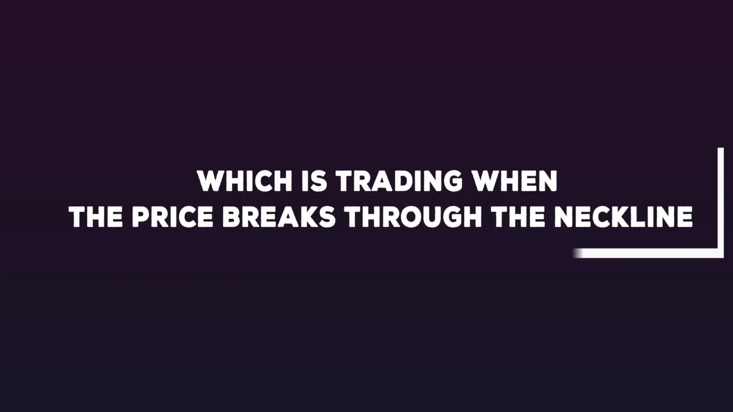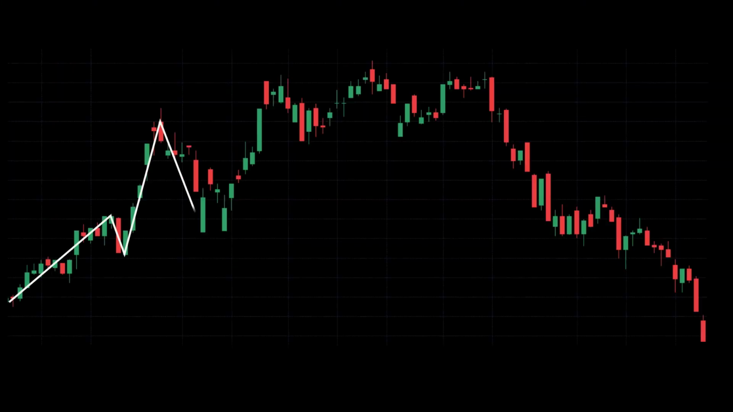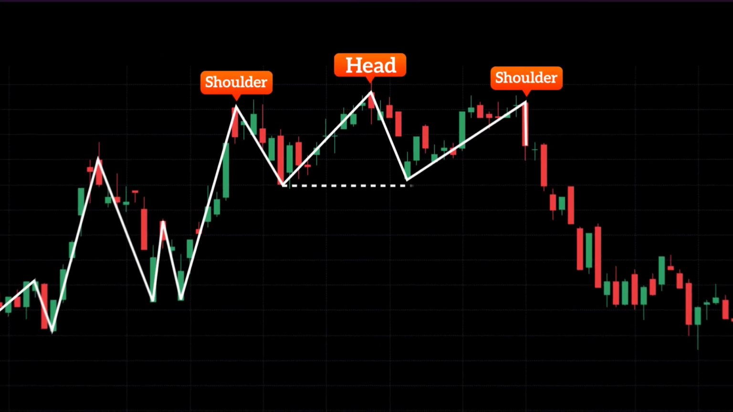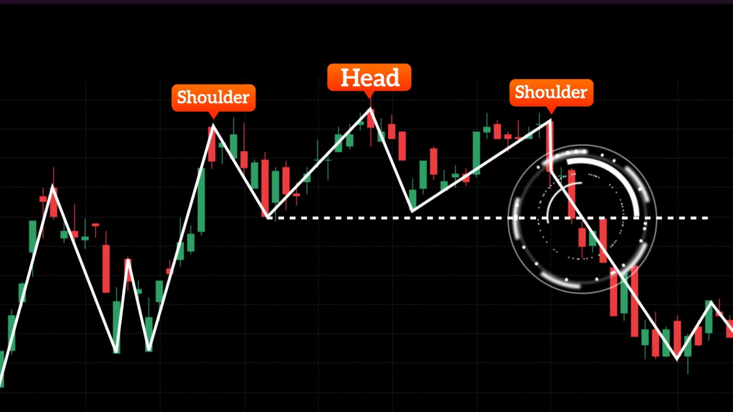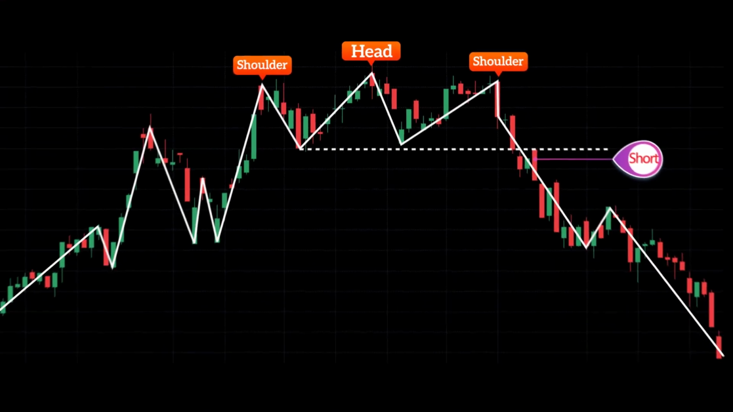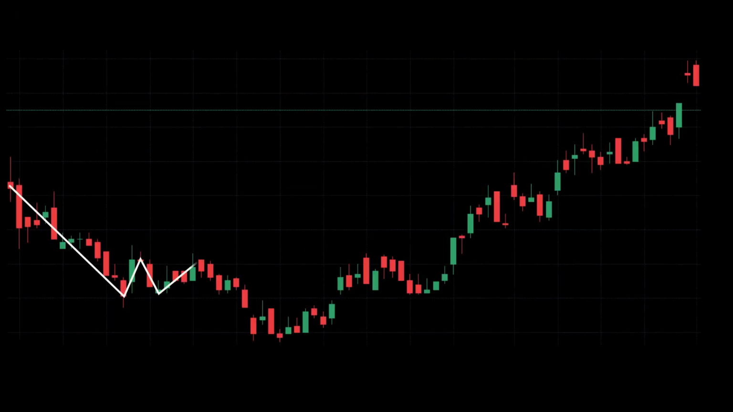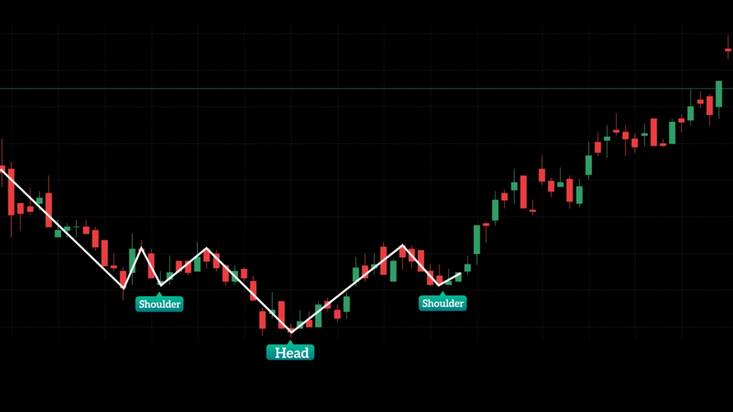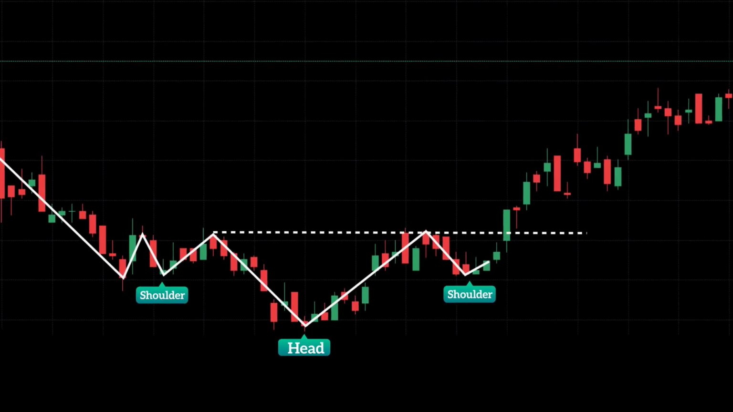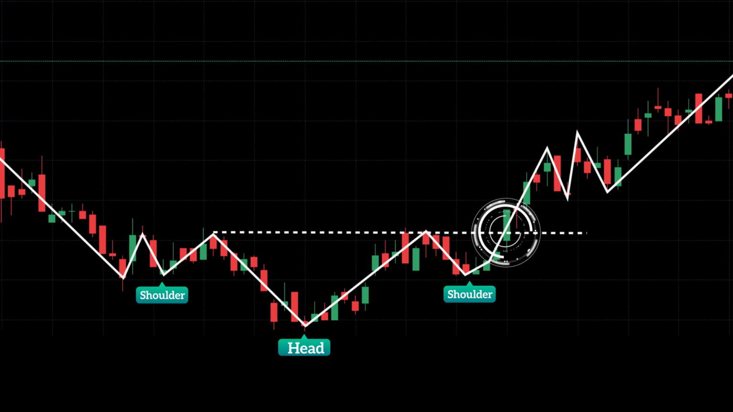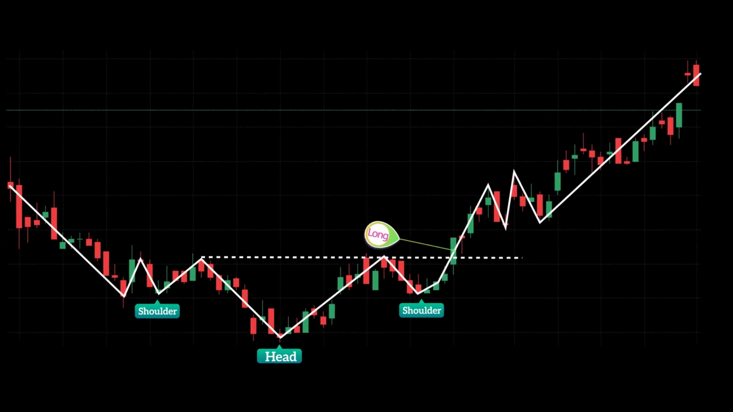Let's start with the first method, which is trading when the price breaks through the neckline. First, the price is in an uptrend and forms a head and shoulders pattern with the neckline here. Once the price breaks below the neckline and creates a lower low, you would set up a short position at this point. In the opposite scenario, the price is in a downtrend and forms an inverse head and shoulders pattern with the neckline here. Similarly, we wait for the price to break above the neckline, then set up a long position as the trend reversal has been confirmed.